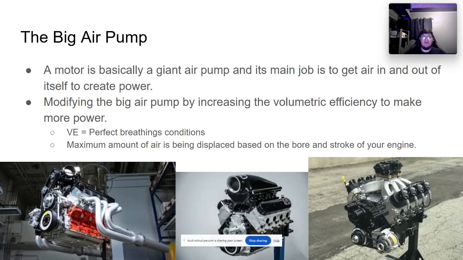The big air pump. A motor is basically a giant air pump, and its main job is to get air in and out of itself to create power. Modifying the big air pump by increasing the volumetric efficiency to make more power. VE basically means perfect breathing conditions, but in a more professional term, maximum amount of air that is being displaced based on the bore and stroke of your engine.